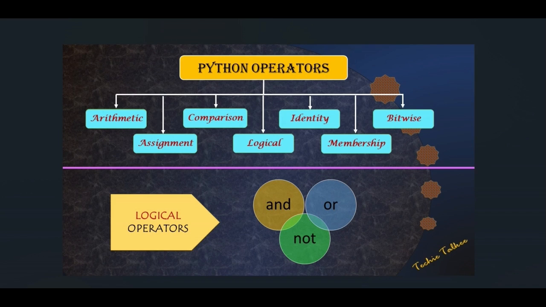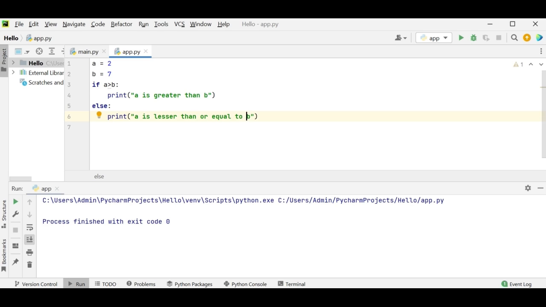Hello friends. In this video, I'll be explaining the logical operators in Python, which are AND, OR and NOT. First, we need to understand the need for these logical operators and where we can use them. In the previous video, I had explained the comparison operators and how they can be used in if-else statements.